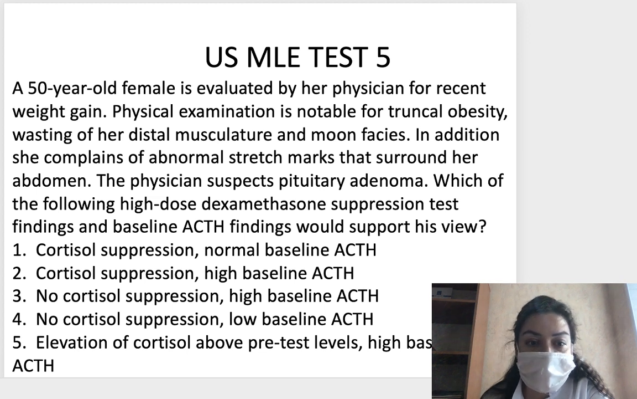Which of the following high-dose dexamethasone suppression test findings or baseline ACTH findings would support his view? First option, cortisol suppression, normal baseline ACTH. Second, cortisol suppression with high baseline ACTH. Third, no cortisol suppression, high baseline ACTH. Fourth one, no cortisol suppression, low baseline ACTH. Fifth one, elevation of cortisol above pre-test levels, high basal ACTH.